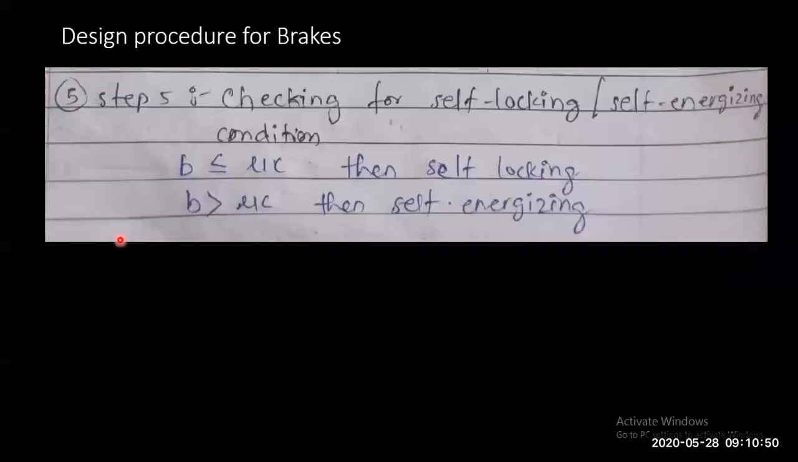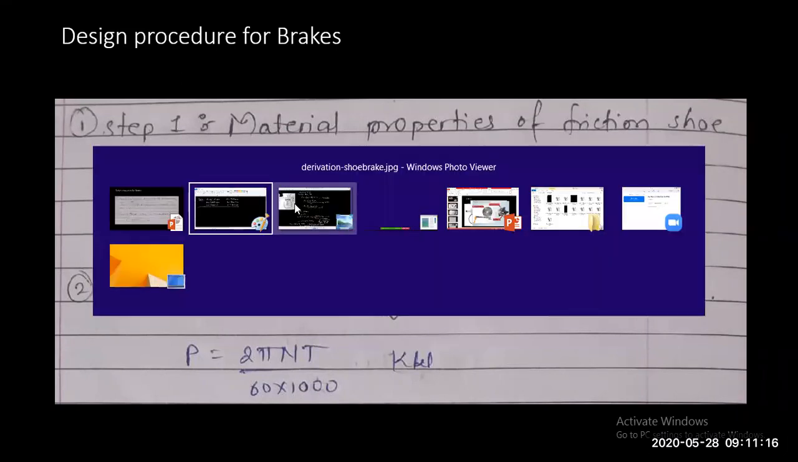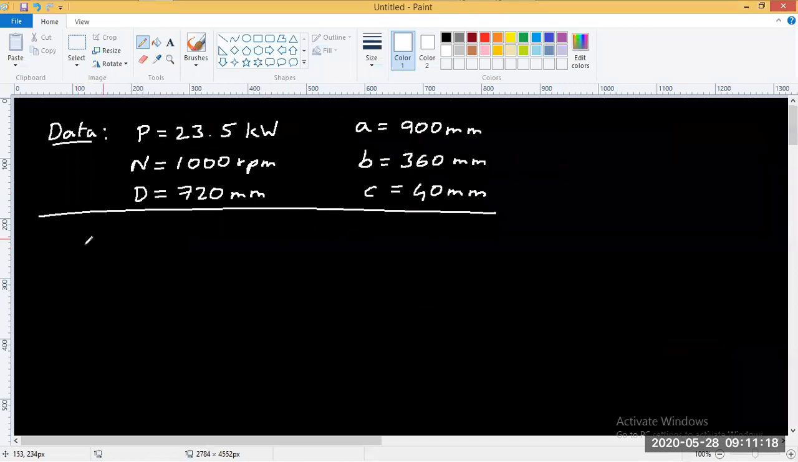So let's start off with step 1. So step 1 is you need to extract the material properties of friction shoe. That is, you find mu, that is coefficient of friction, and P. P is the pressure that is being applied, that is allowable pressure for that particular material and for the given material. This you take from table 13.11. Let's start off. So this is the solution part. So step 1, as we saw, extract the material properties.